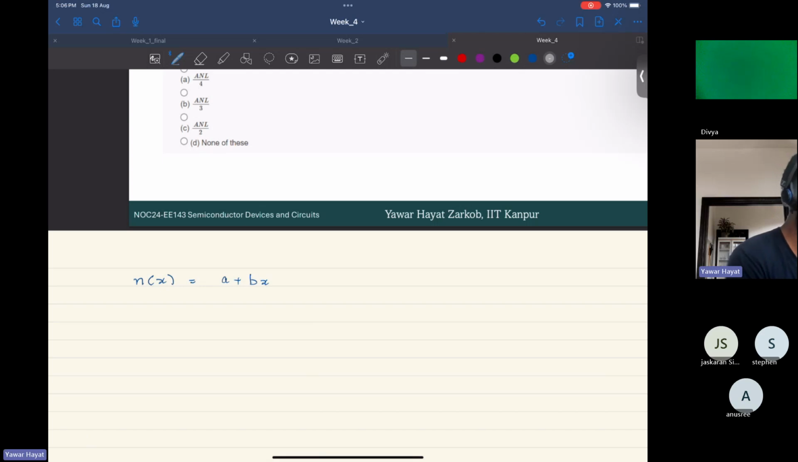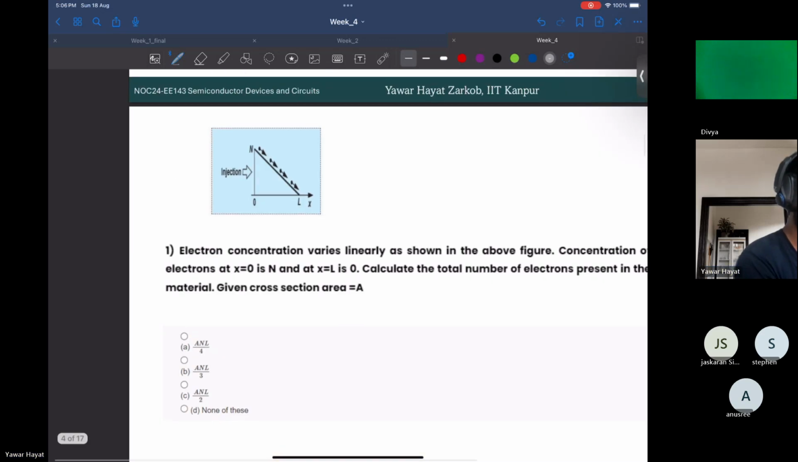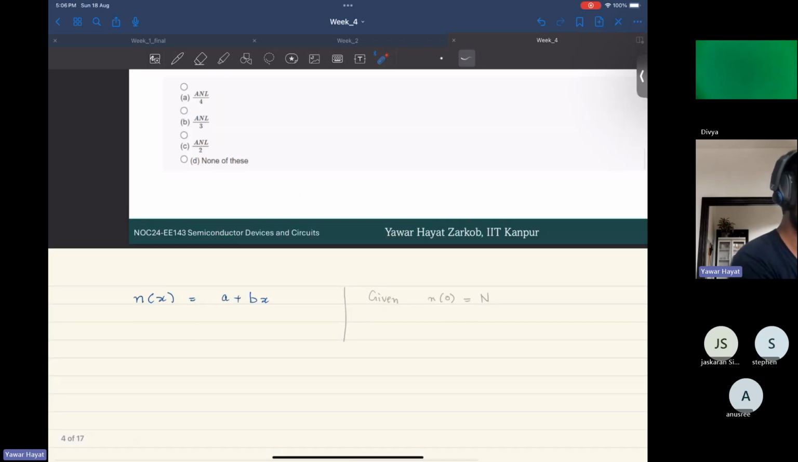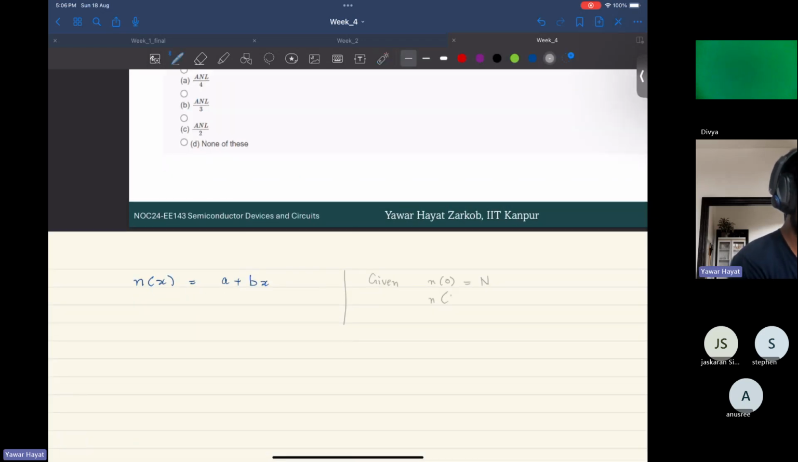Now we know the following things, right? Number one, we are given that n of 0 is equal to n, because when x equals 0, we have n. And similarly, at x equal to L, it's 0. So can we determine A and B from this information? Yes, because when we put x equal to 0, we will get n is equal to A.